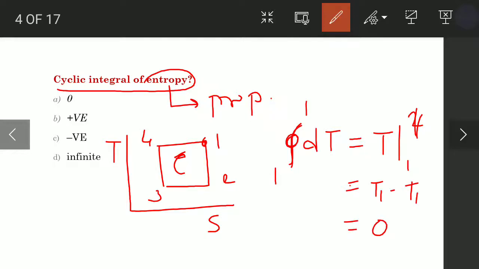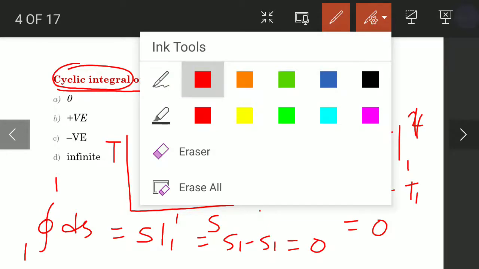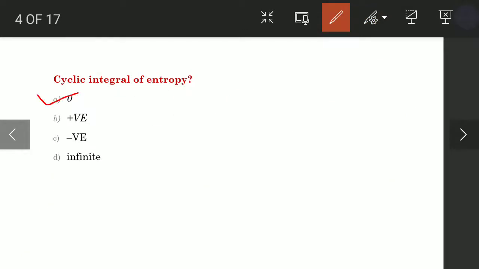equal to 0. Similarly you can calculate the cyclic integral of dS from limit 1 to 1. Why 1 to 1? It is a cyclic integral. For a cyclic integral, the initial and final state are the same. So its integration is S from limit 1 to 1, so it is S1 minus S1 equal to 0. Here we can conclude that the cyclic integral of the property entropy is 0.